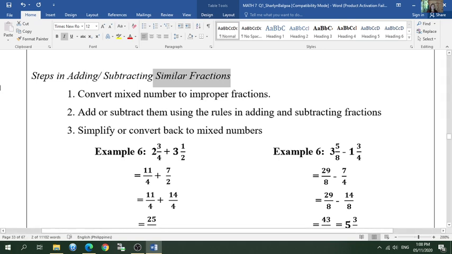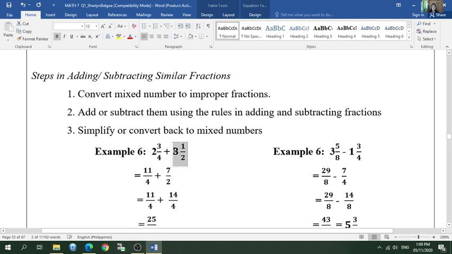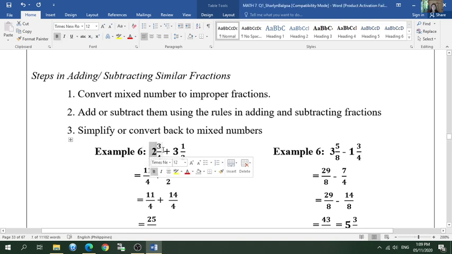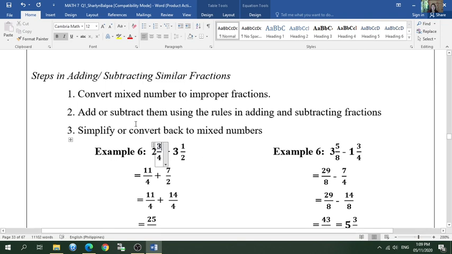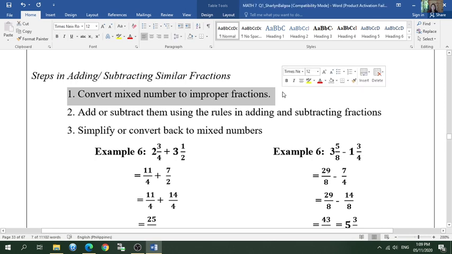Okay, example tayo. Example number 6. 2 and 3 over 4 plus 3 and 1/2. Ito yung halimbawa ng mixed numbers. May whole number at saka meron siyang proper fraction. Ano ang sabi niya doon sa rule natin? I-convert daw muna natin siya into an improper fraction. Paano natin siya i-convert? Okay, you will make use of multiplication and addition as your operation.